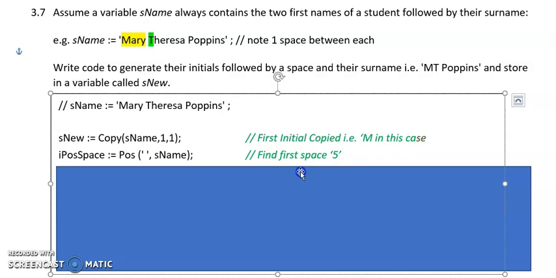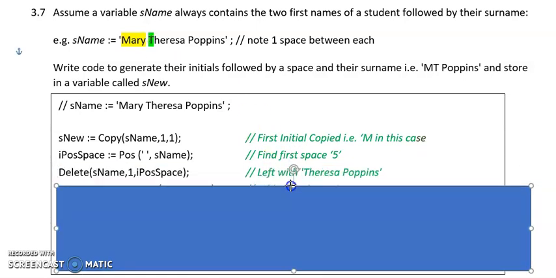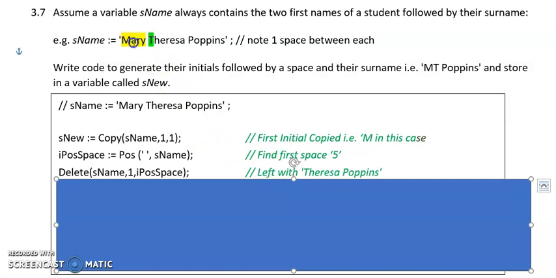So I want to delete everything up to and including position 5. I don't want the space; I'm not interested in that. I actually just want to work with Teresa Poppins now. I don't want to work with Mary and the space anymore. So that's fine, I'll delete from that character.